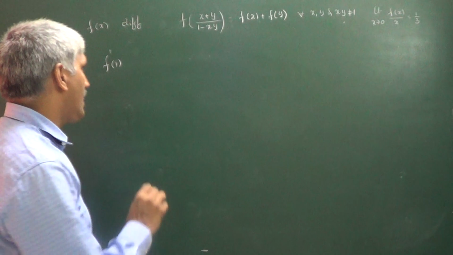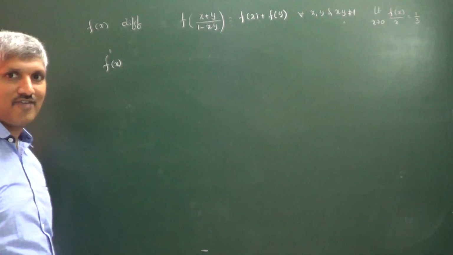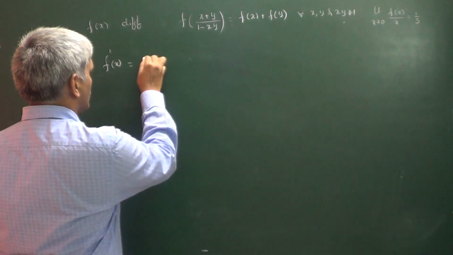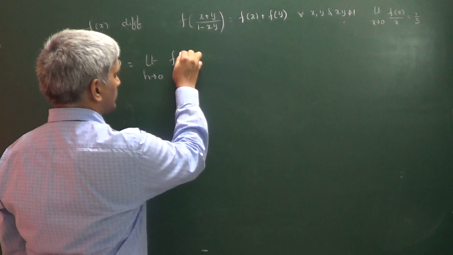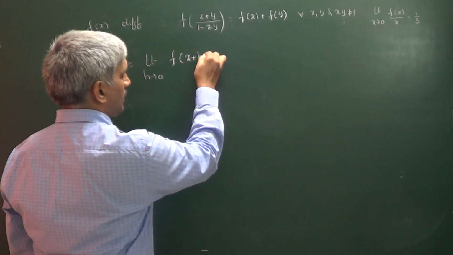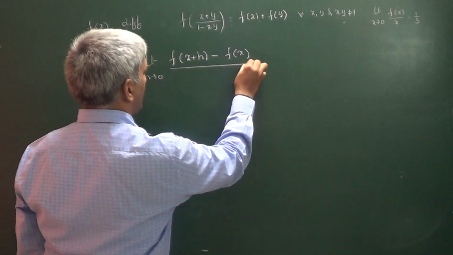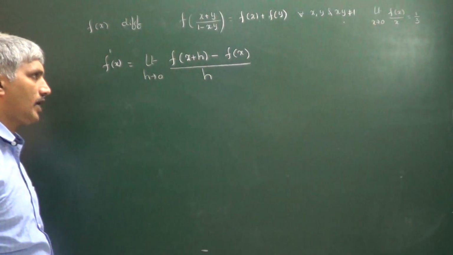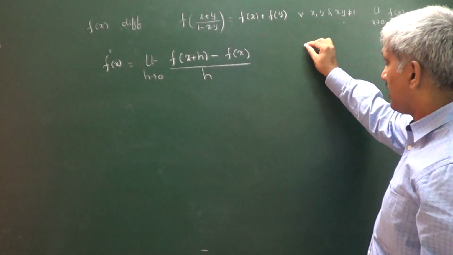So first of all, what I am going to do is find f dash of x. f dash of x is equal to limit h tends to 0, f of x plus h minus f of x divided by h. Right? So observe once what I am doing here.